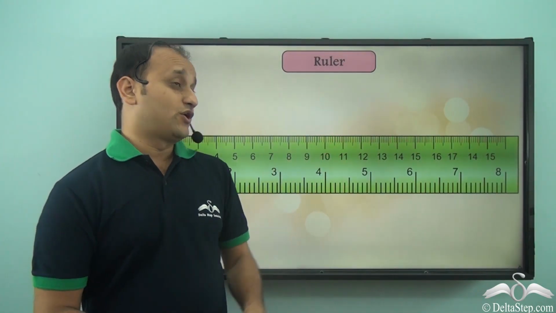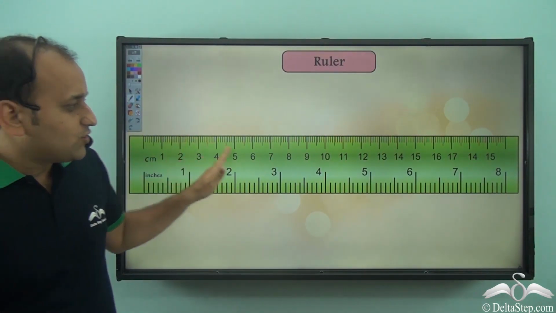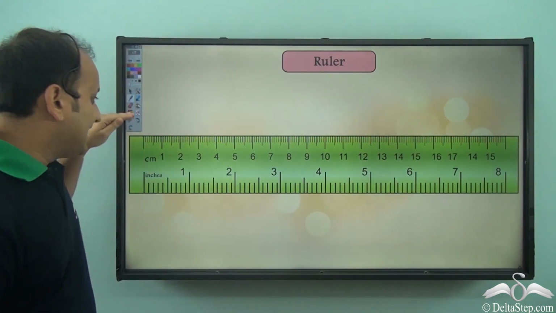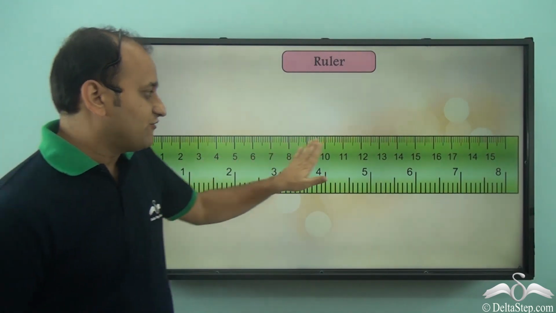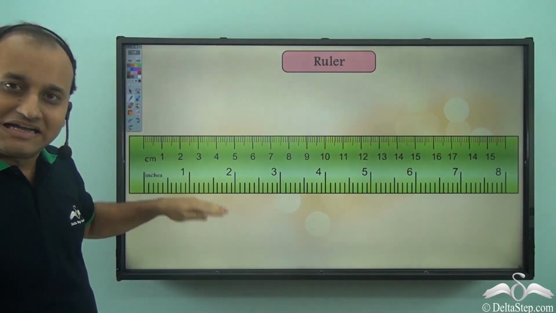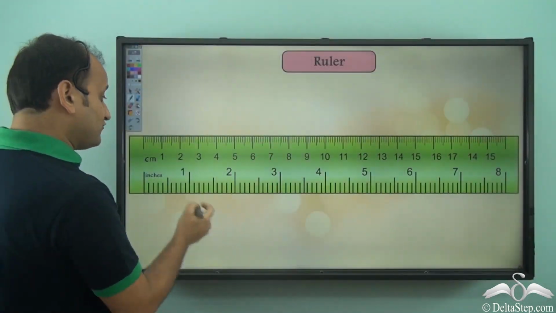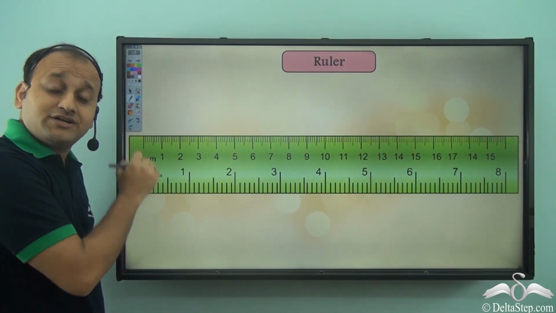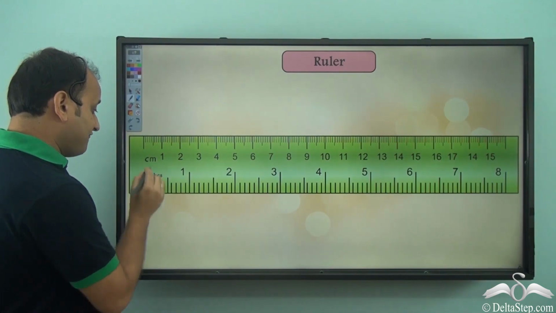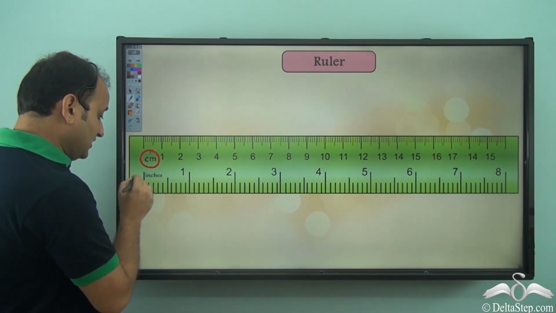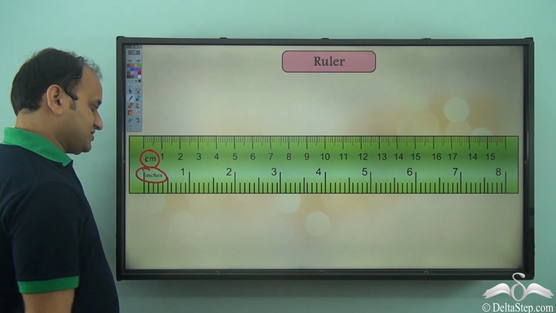We have a ruler on the board. Now, what do we see on the ruler? Well, there are multiple divisions. So, in the case of a ruler, you will have multiple divisions and units of those divisions will be mentioned on the ruler itself. So, in this case, you have centimeter and inches.